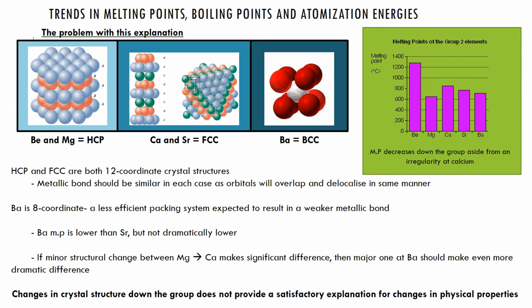So if this argument were to stand up, then what we would see is that we would expect a large difference in melting point between strontium and barium, because it's even more of a drastic crystal structure change than the one between magnesium and calcium. So the conclusion really is that the change in crystal structure here as we go down the group doesn't provide a satisfactory explanation for changes in physical properties.